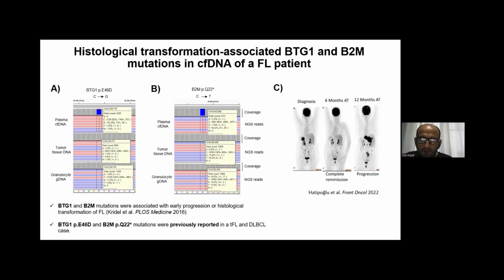Another important point here is that this mutation was identified during the follicular lymphoma stage before treatment, and this patient got the treatment, and after 6 months there was complete remission. One year after the therapy, there was a progression of the disease.